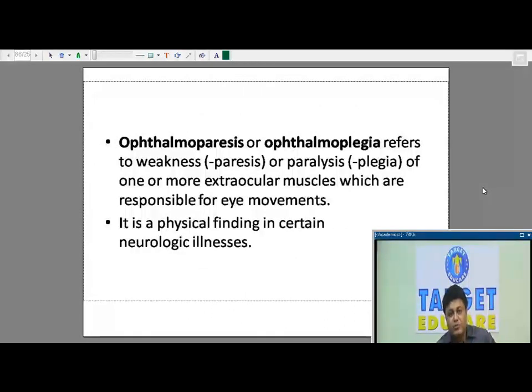Two more terms: ophthalmoparesis and ophthalmoplegia. Both of them mean the same. They refer to weakness or paralysis. Paralysis is plegia, weakness is paresis, of one or more extraocular muscles which are responsible for eye movement. Okay? So this is a physical finding that you get in certain neurologic illnesses.